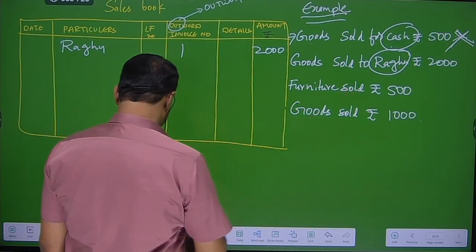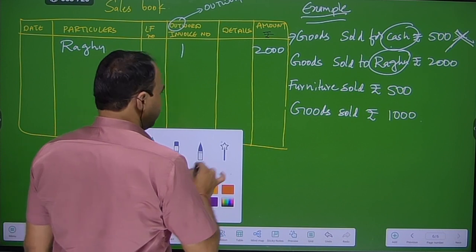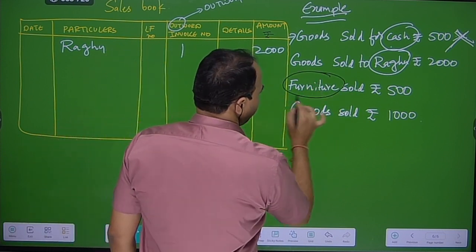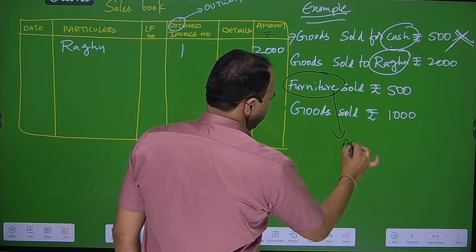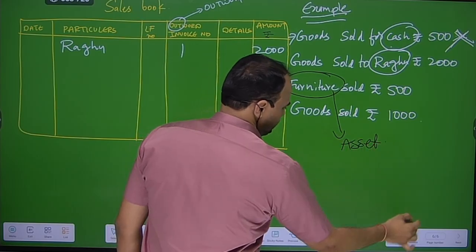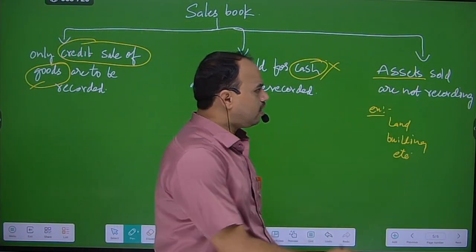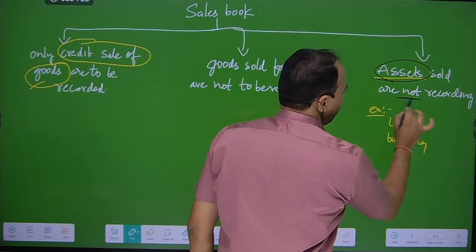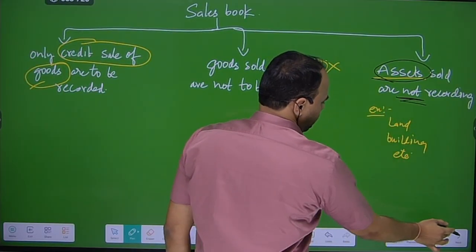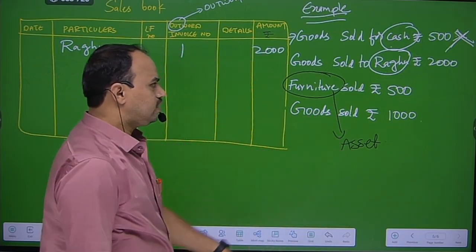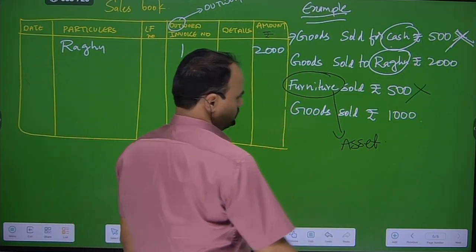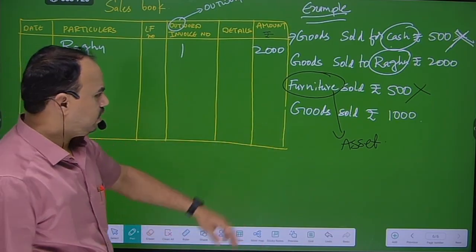Next one, furniture sold. What did we sell here? Here we sold furniture. Furniture is an asset. See the rule: assets sold are not recorded. So furniture is an asset, so we will not record this one also. Okay, see the next one.